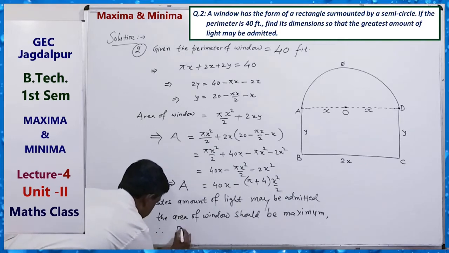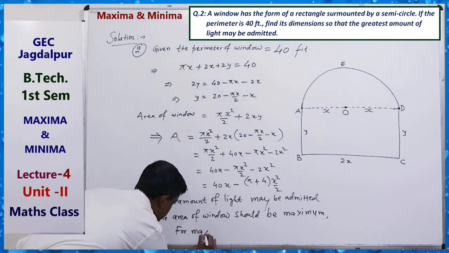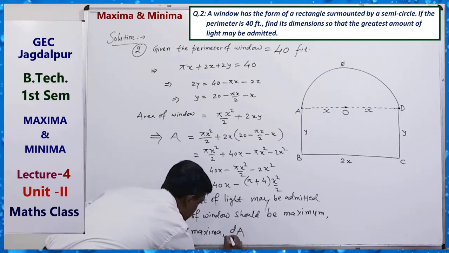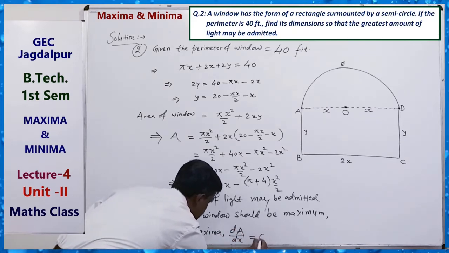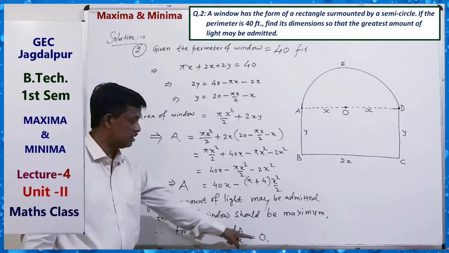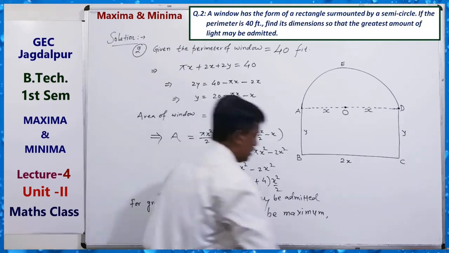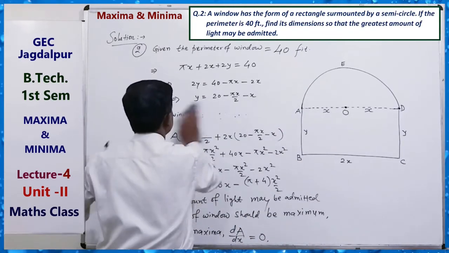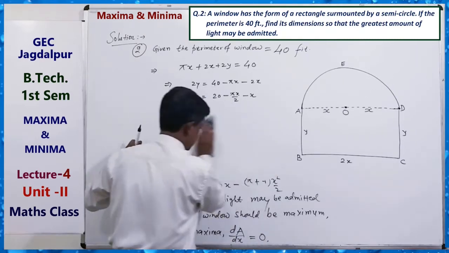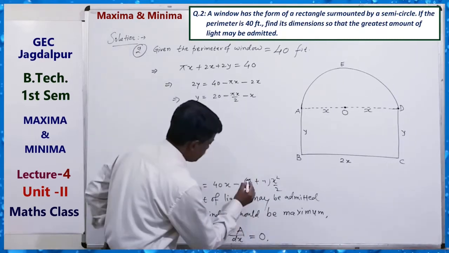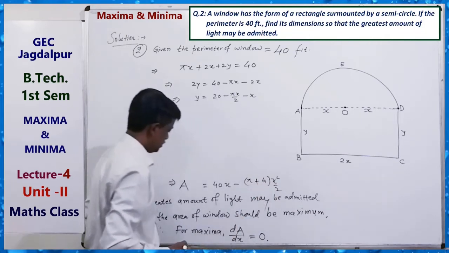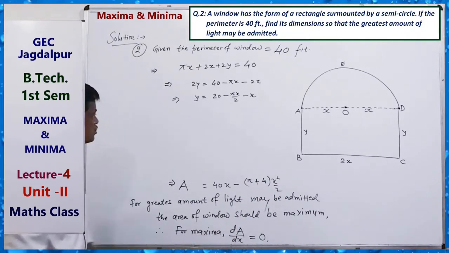Therefore, for maximum, dA by dx equals 0. Therefore, for maxima, dA by dx equals 0. Our function is this. For maxima, dA by dx equals 0.